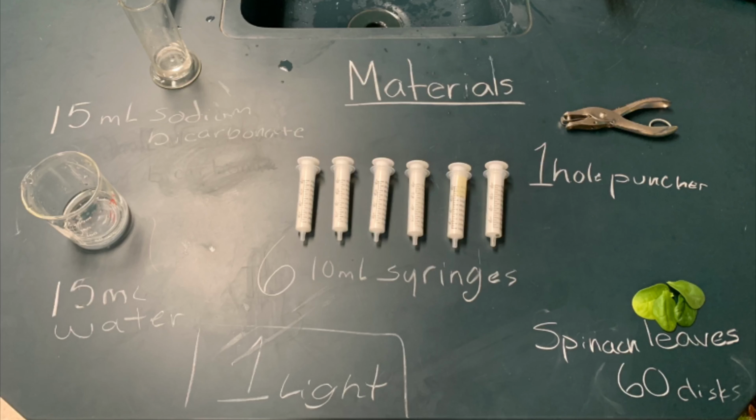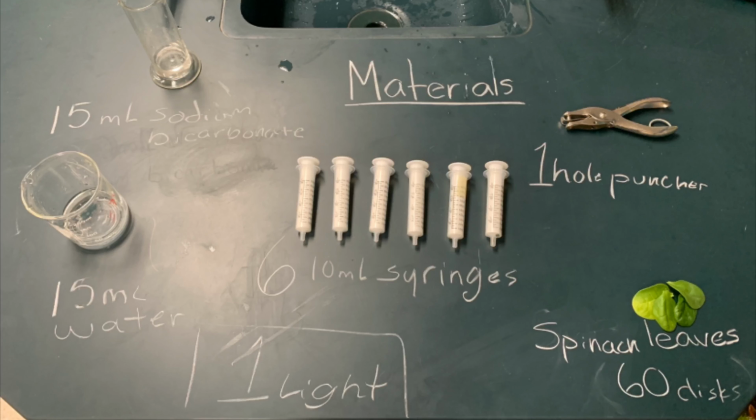One of our materials we will be using is a hole puncher. As you can see below the hole puncher, we have spinach leaves. There is no set number of spinach leaves you will need. You will just need enough to have 60 discs punched out by a hole puncher. Or, instead of a hole puncher, you can also use a straw.